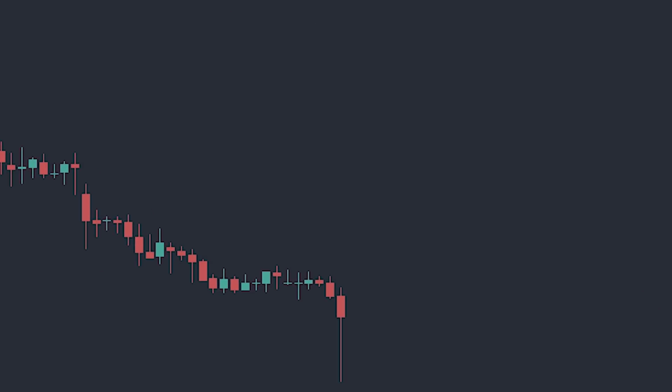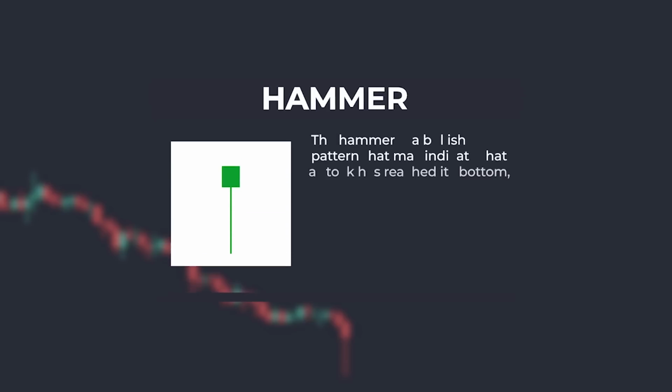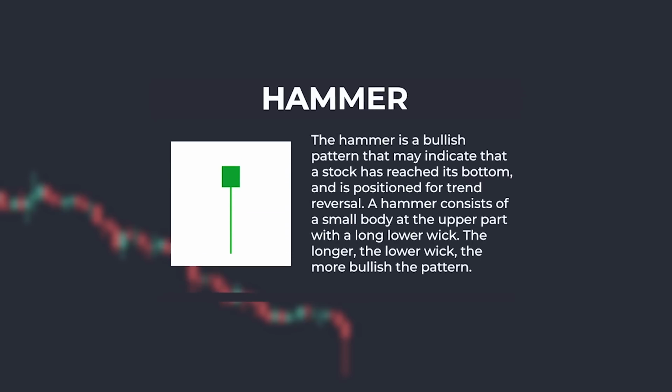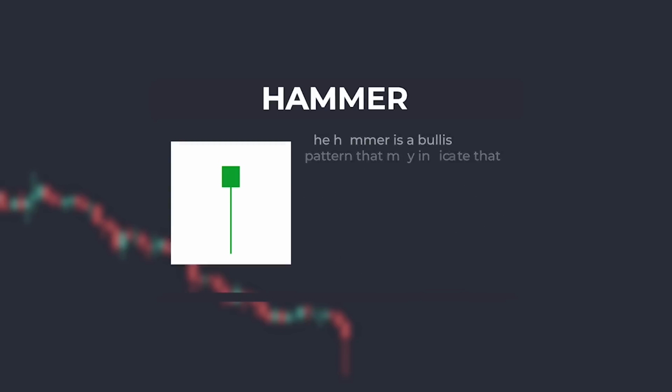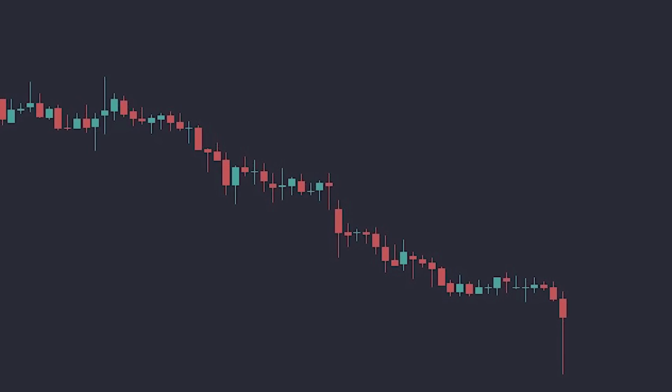So here we can see there is a longer lower wick with a small body. That is what an explanation would say. But a hammer is something that makes sense if it is formed at the bottom of a downtrend. You can see the sellers have really brought the price down, and almost at the bottom, near a support area, you will be able to find a hammer.